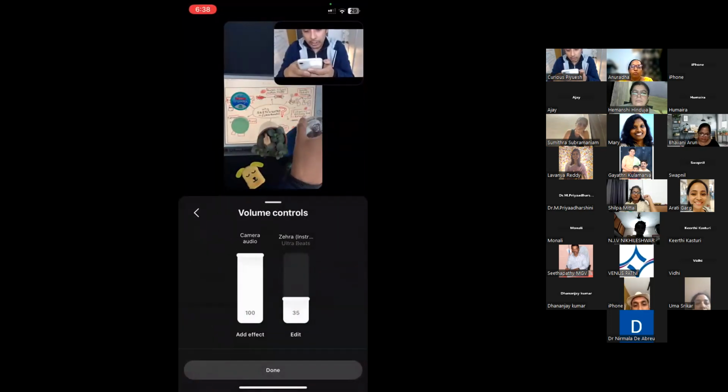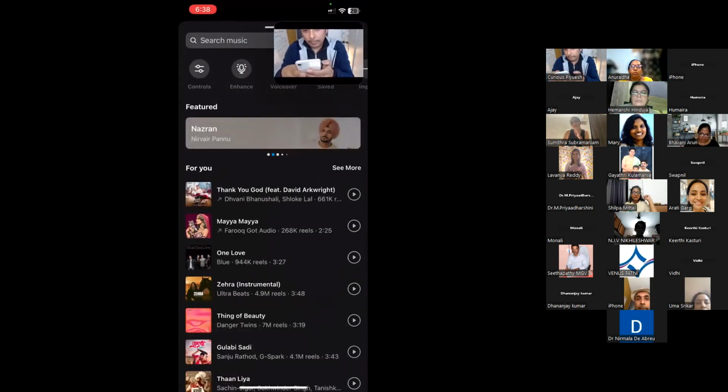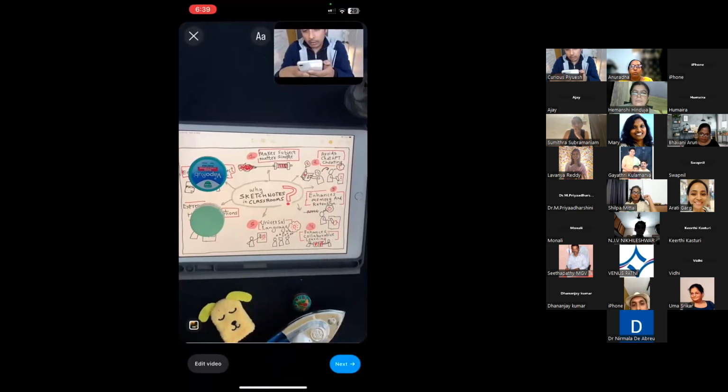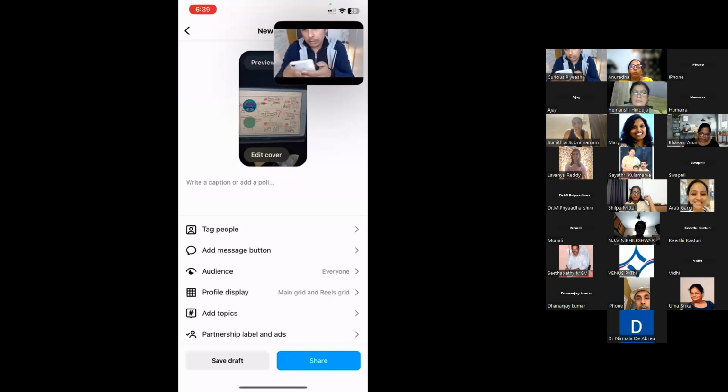I will increase my audio. Point number 3, it enhances memory and retention. Point number 4, it. Got it? And fifth, then I think this is done. It enhances universal. Okay, this will be fun.